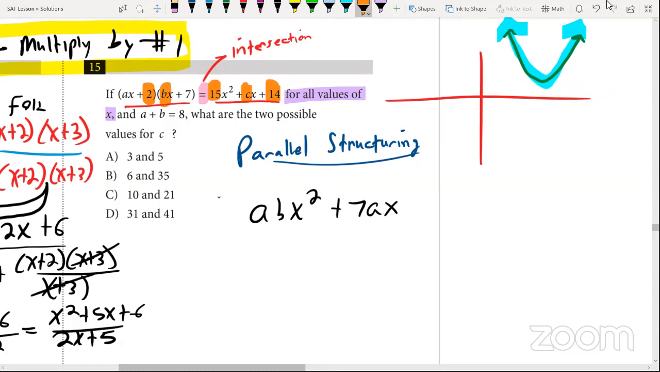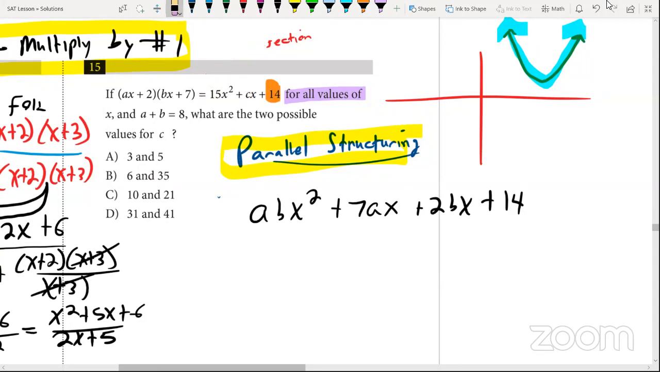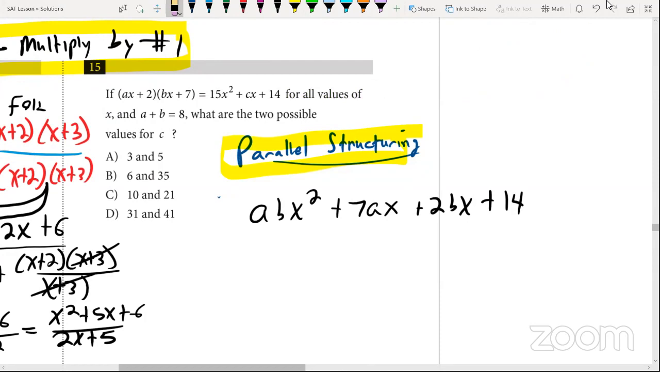Inner times inner is 2 times bx. So that's just 2bx. And last times last, 7 times 2 is 14. So an instinct in parallel structuring that you really should develop is the idea of grouping things together according to the common x value.